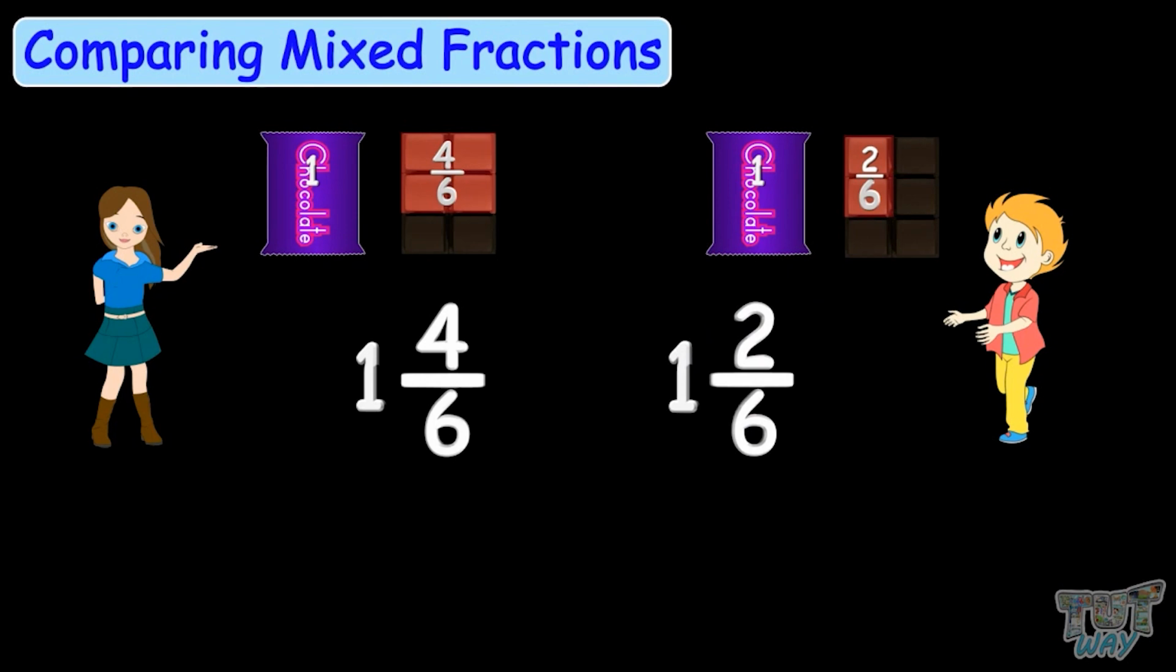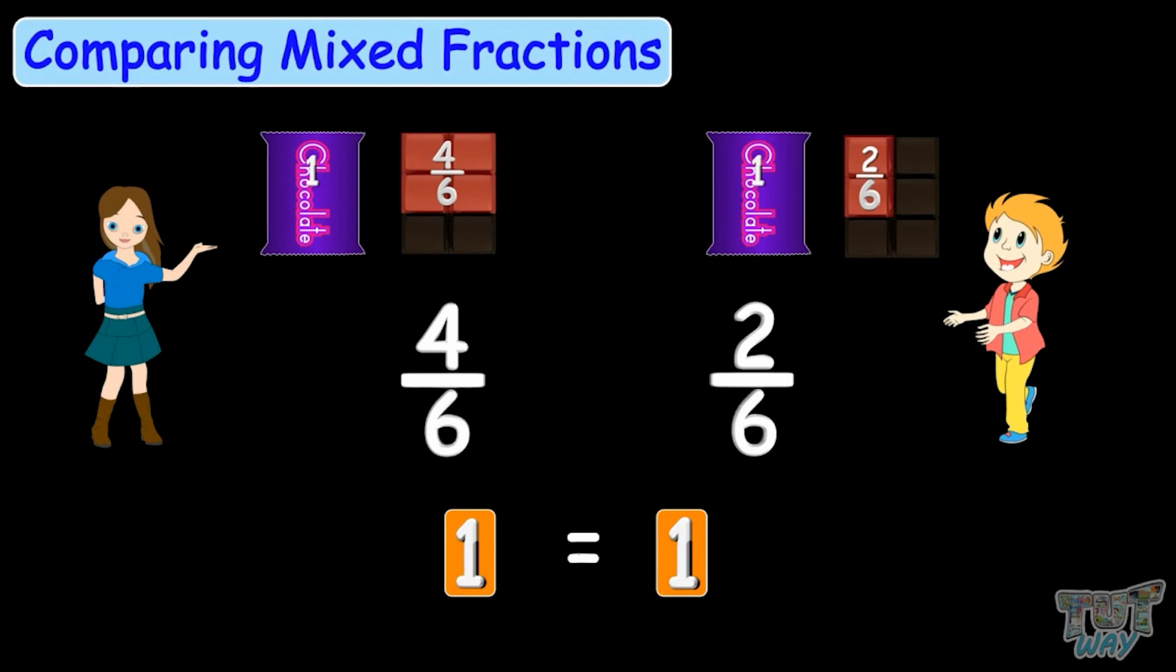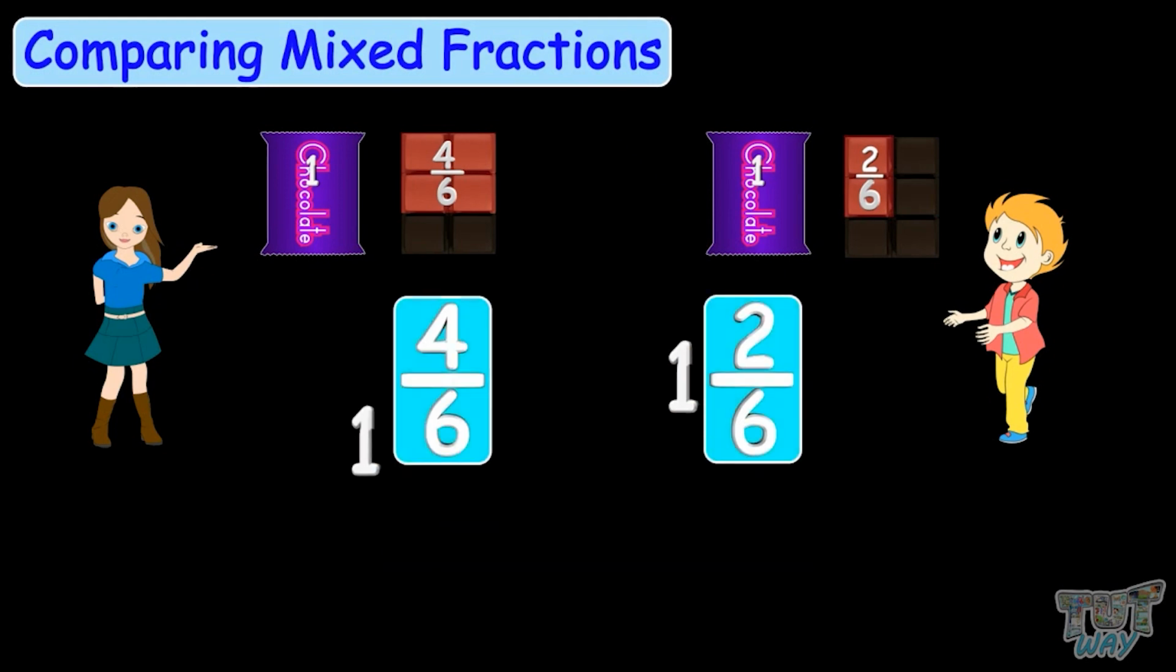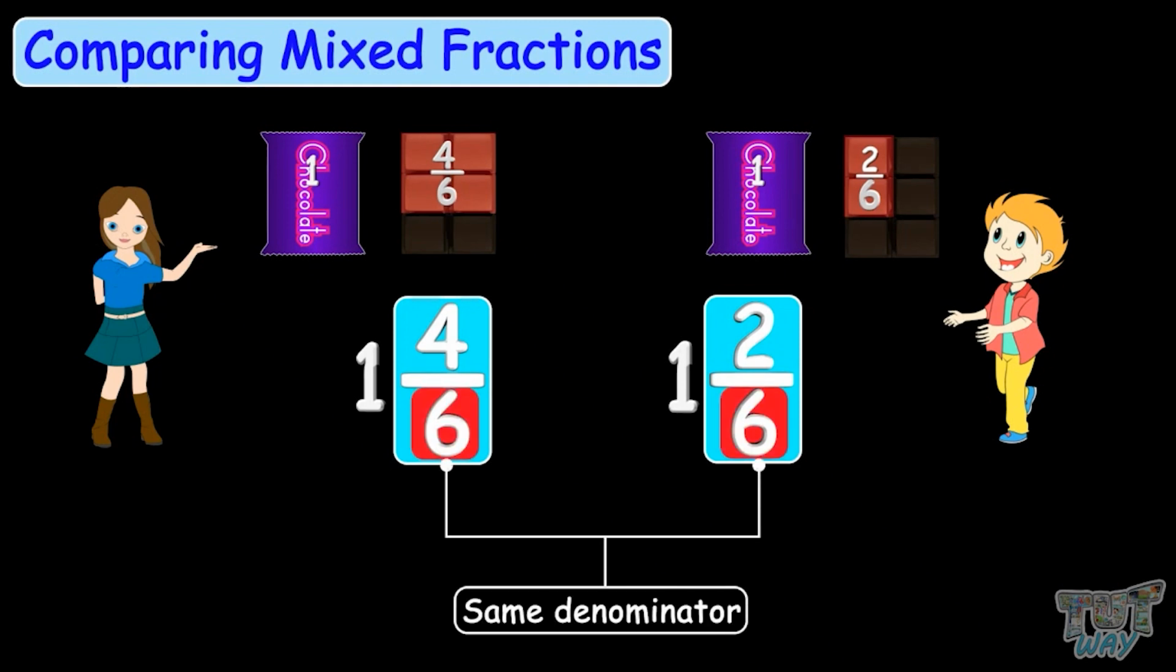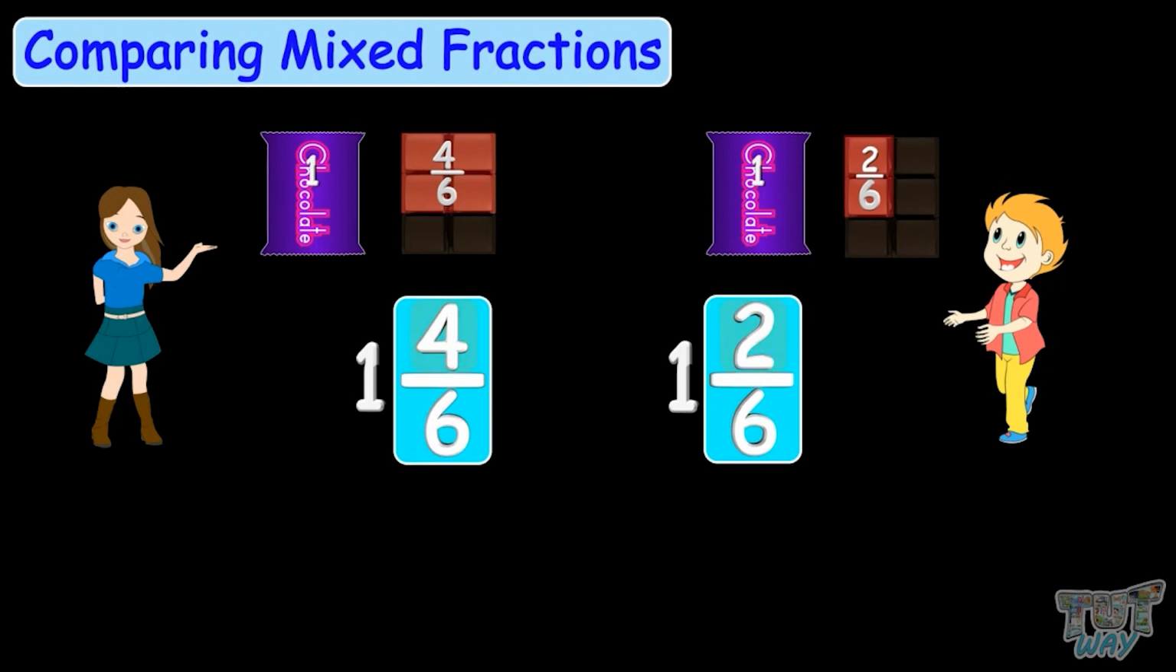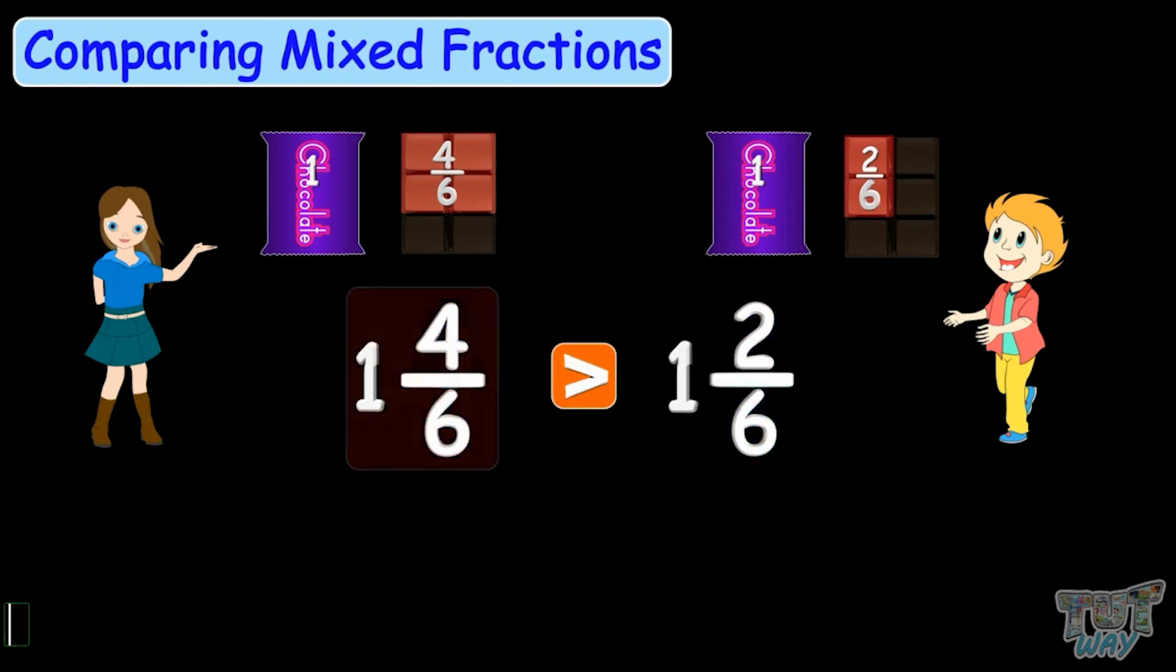For comparing mixed fractions, we first compare the whole parts. In our example, whole parts are equal. So, we will now compare the fraction parts. The fraction parts have the same denominators, so they are like fractions. And we know we compare only the numerators for comparing like fractions. So, 4/6 is bigger than 2/6. Hence, 1 4/6 is the bigger fraction.